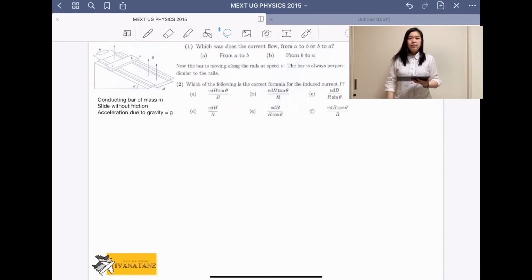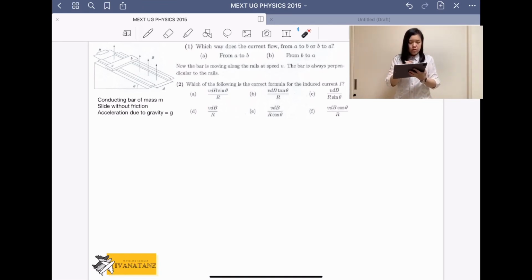Hi everyone, welcome. In this video, we are going to solve a MEXT exam problem for the undergraduate program, Physics 2015, number 2. So we have this question. Actually, this is not the whole question, but I just took the picture because it concludes everything that we need, the picture of the question and some information which is not included in the picture.